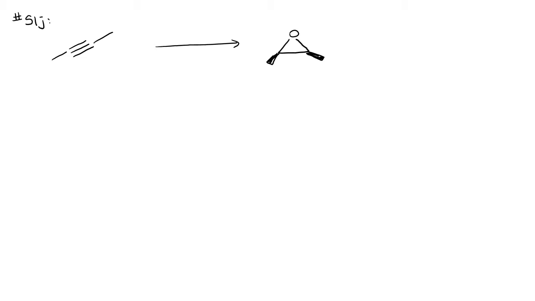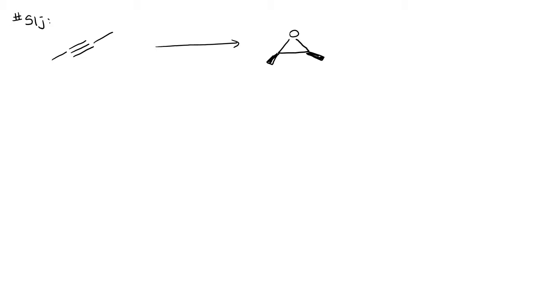In 51J, we're starting with an alkyne that contains 1, 2, 3, 4 carbons, and we're ending with an epoxide, and specifically a cis epoxide that has 1, 2, 3, 4 carbons. So there's no change in the number of carbons. We don't need to worry about Grignard reagents. We just need to worry about changing our functional group.